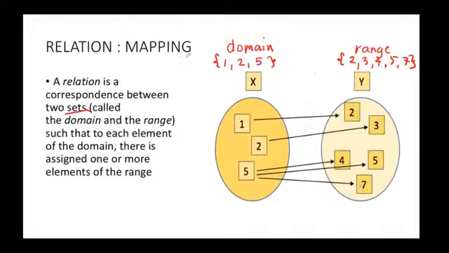So what we have is a relation. This is not yet a function. This is just a relation. And the set of first numbers is what we call the domain or the input, and the set of second numbers is what we call the range or the output.